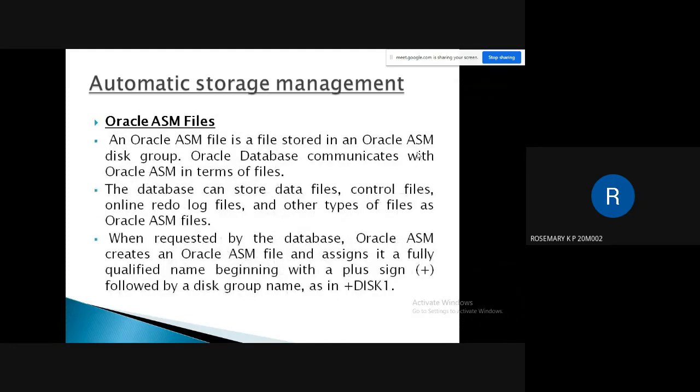Next is Oracle ASM files. An Oracle ASM file is a file stored in an Oracle ASM disk group. Oracle database communicates with Oracle ASM in terms of files. The database can store data files, control files, online redo log files, and other types of files as Oracle ASM files. When requested by the database, Oracle ASM creates an Oracle ASM file and assigns it a fully qualified name beginning with a plus sign followed by the disk group name. For example, plus DISK1.